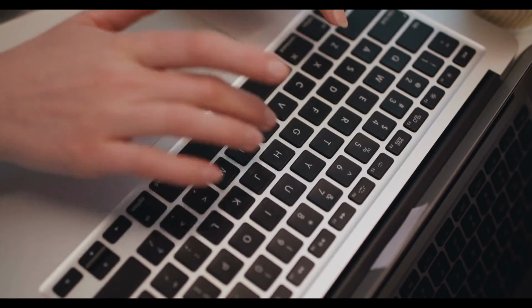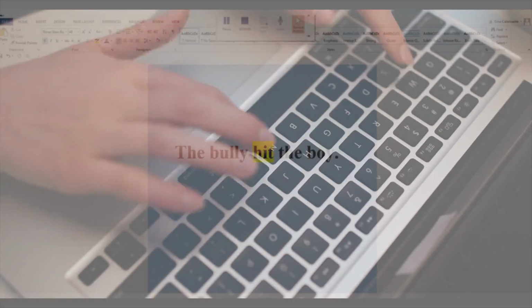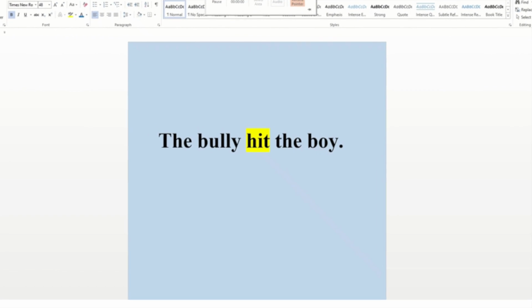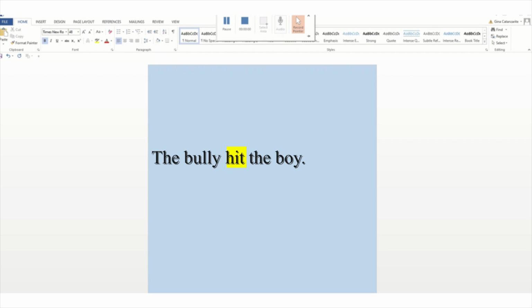For instance, what if I asked you to imagine this scene? The bully hit the boy. Hit is the action, so hit is the verb in this sentence. So what did the action of hitting look like when you imagined it? And now let me ask you this: what would happen if I changed the verb in that sentence? What if I said the bully punched the boy? The bully slapped the boy, pounded the boy, pummeled the boy. I bet you imagined a very different scene every time the verb changed, right?